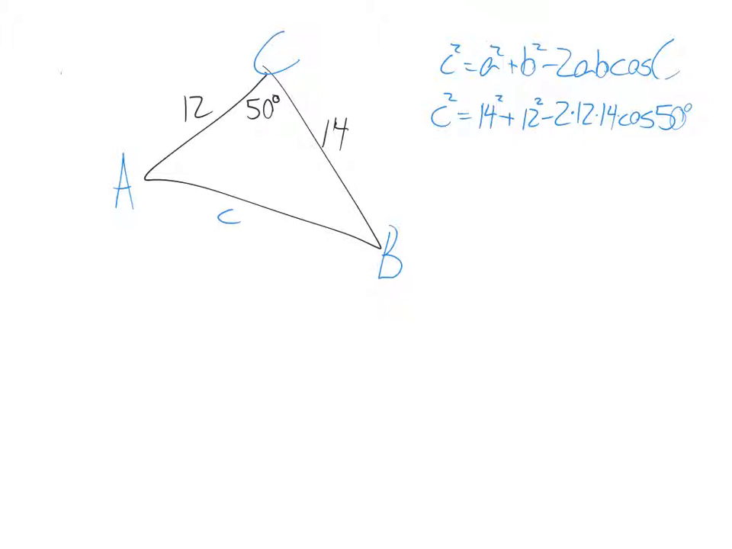One cool thing about this is it doesn't matter which one you call A and B. It's just the other 2 sides. So side C has to be across from the 50-degree angle, and that is what we're trying to find. The 14 and the 12 are the A and B. According to our triangle, technically 12 is B. Is it always going to be cosine C? It'll always be cosine of whatever angle's across from this side. So it's cosine of C in this case because we're trying to find side C.